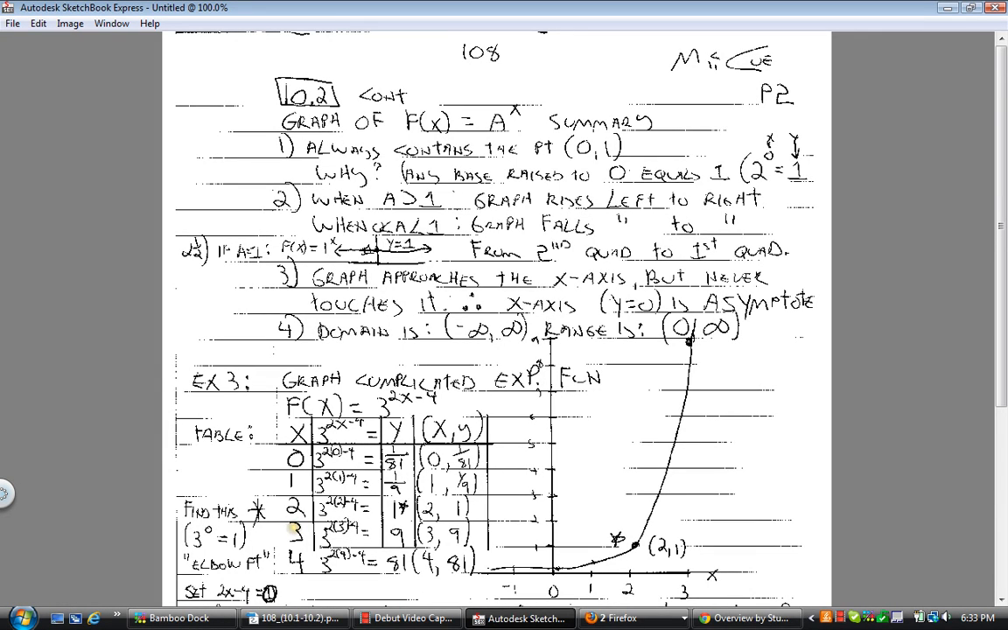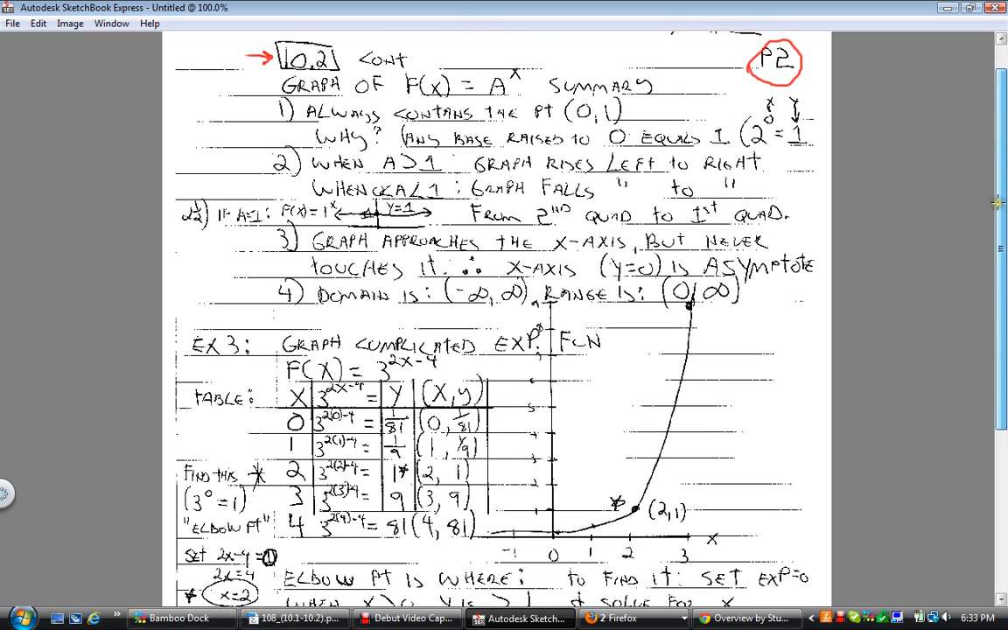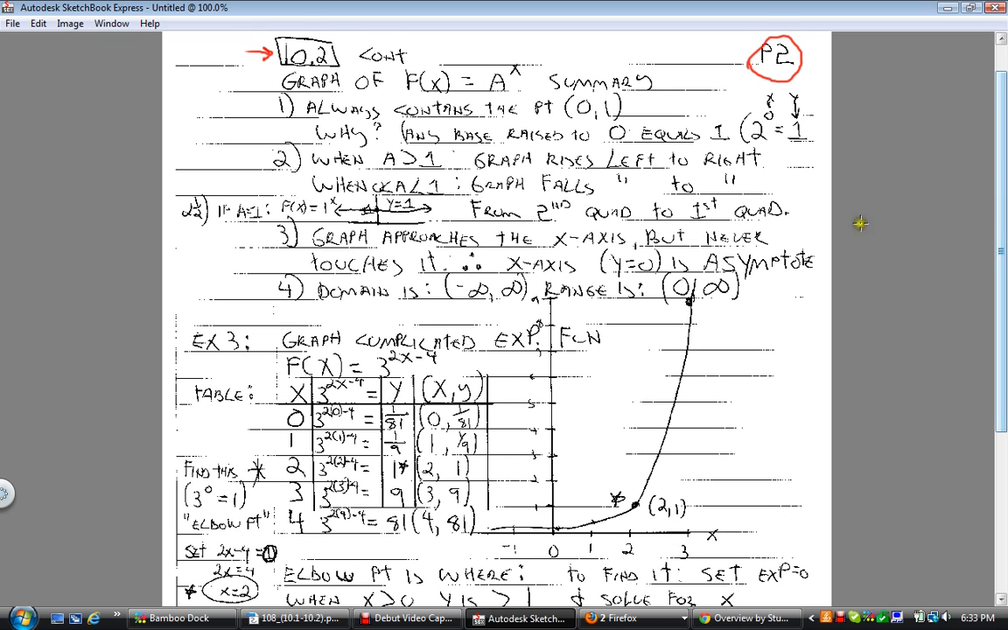We're back at section 10.2 and we're going to keep working with our exponential functions. In this class notes section we're going to focus on page 2. First we're going to start off with a brief summary of what we just found out on page 1. If you have the graph of an exponential function, it's the form f of x, of course that's the y, equals the base, which is a, raised to the x.